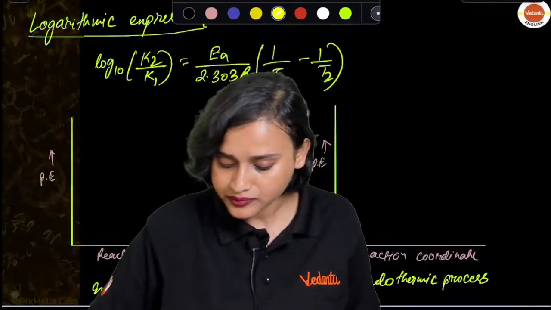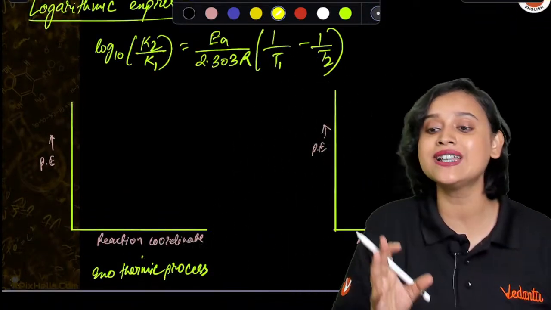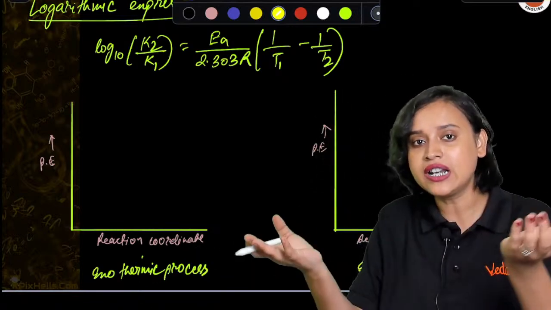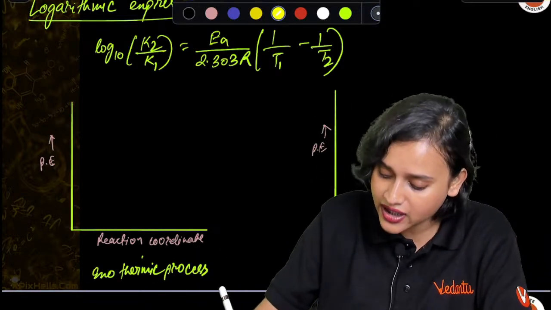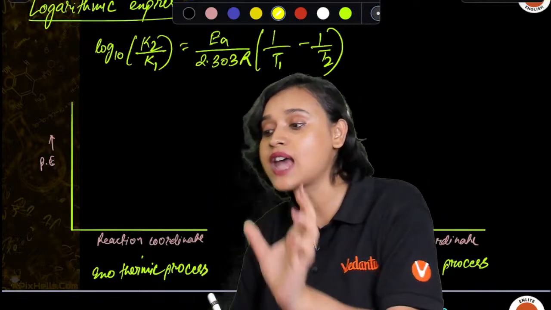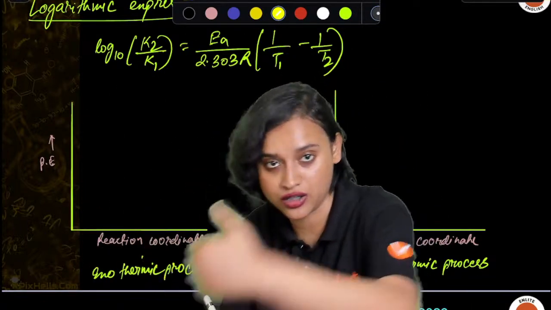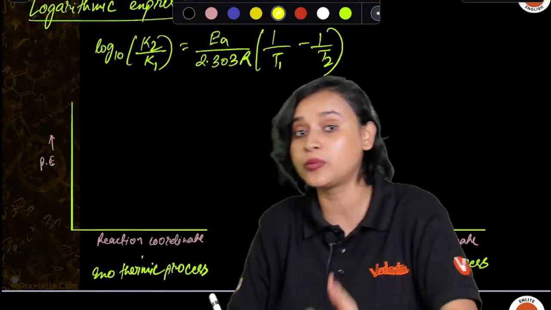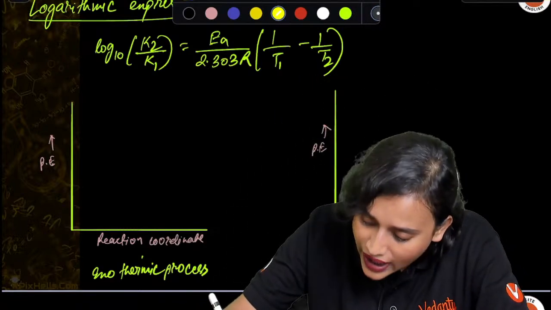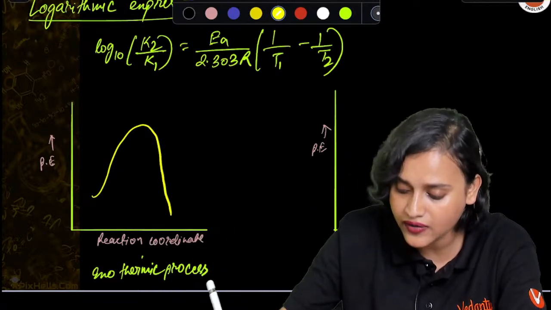Now, the logarithmic expression I have told you. Now I am going to tell you what activation energy is, everybody. Whenever the reactants are there, you will have to provide them with some energy so that they get converted to the product. When you do that, you get a graph like this.